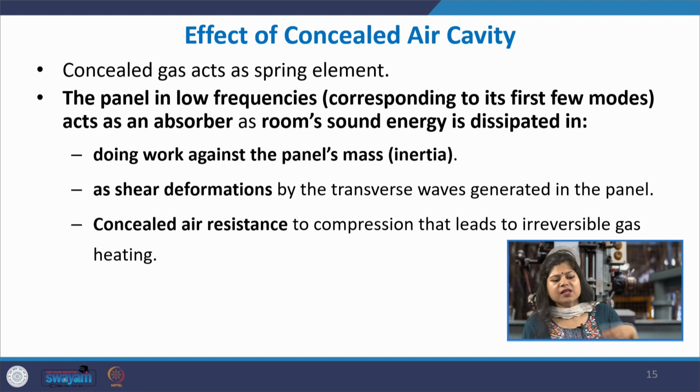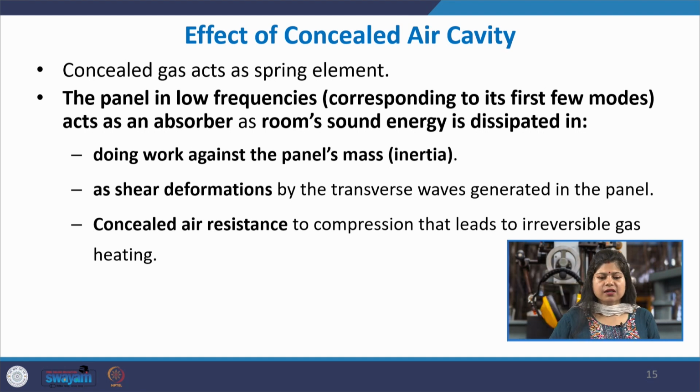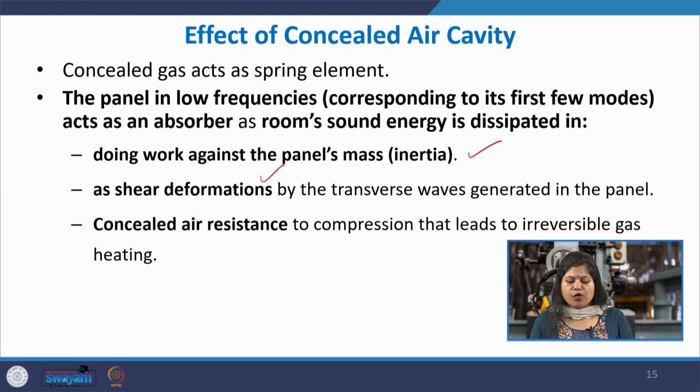Now, what is the effect of this concealed air cavity? Here we know that a lot of energy is getting dissipated to vibrate the panel. Some work is being done against the panel mass or inertia, and also due to the shear deformations which are caused when the transverse waves are being generated in the panel. But in addition to that, we have a concealed gas. Suppose we just had a hanging panel, these two mechanisms would operate and dissipate the sound.